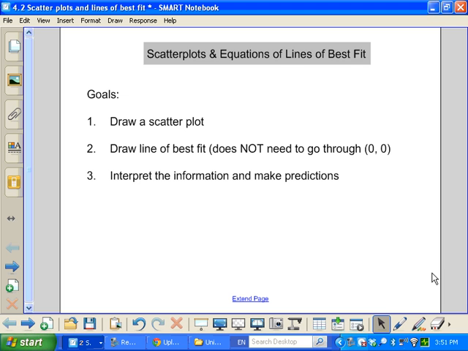So today our goals are to draw a scatter plot. Can we put all these points into a graph and choose proper scales and all of that stuff? Can we draw a line of best fit? And there's an interesting point that I'll come back to in brackets after that. We're going to interpret that information, so talk about what that means, and we're also going to make predictions about the information that we see, okay?